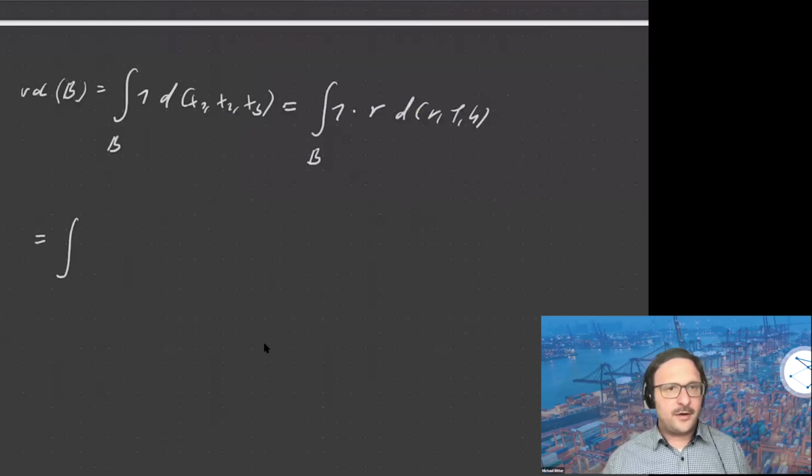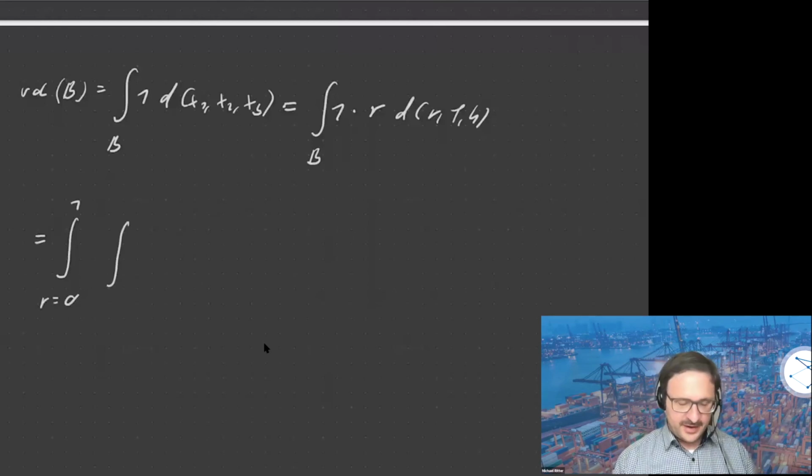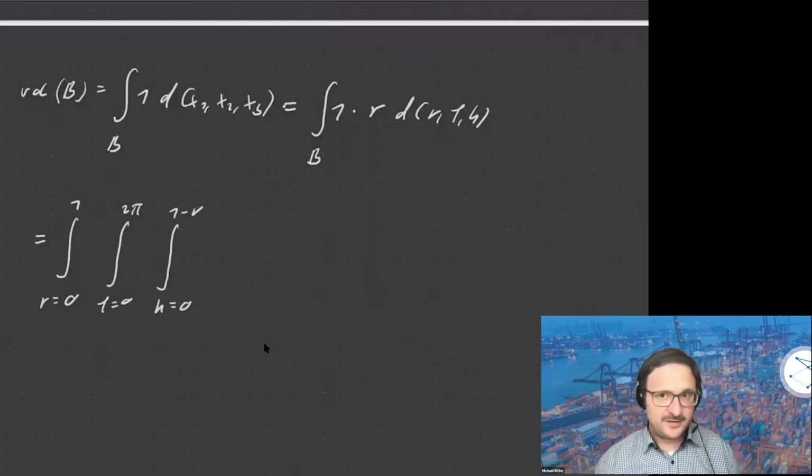r and phi are constants, so we can take any one of those as the outer two integrals. I just decided to put r on the outside, then phi, and then comes the height integral. That has to come inside of the r integral somewhere, because the boundaries for the height depend on r. Well, the upper bound depends on r. And so we integrate r dh d phi dr.